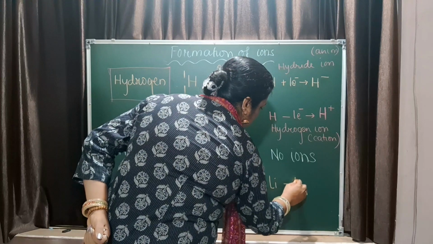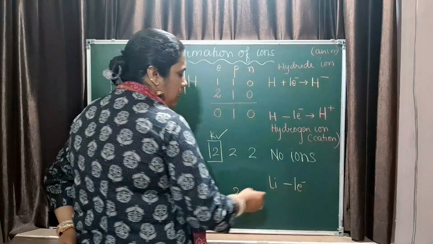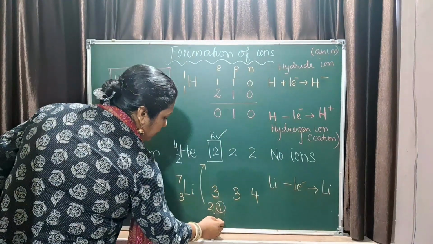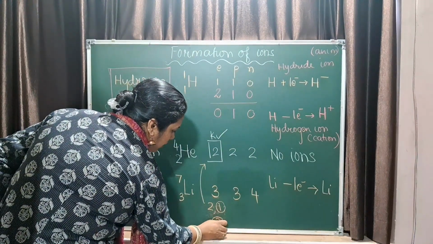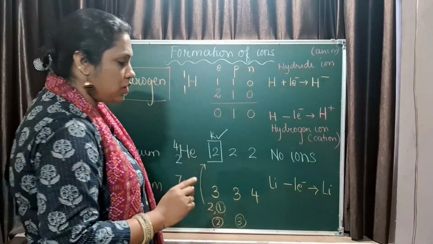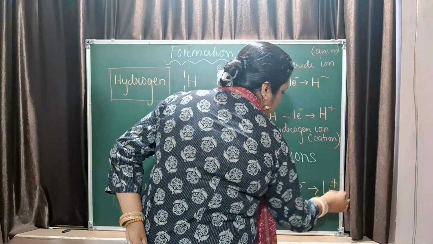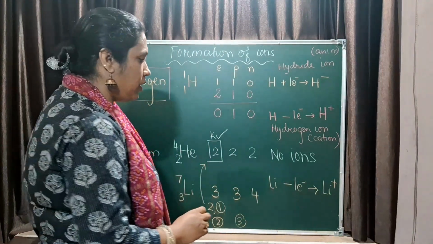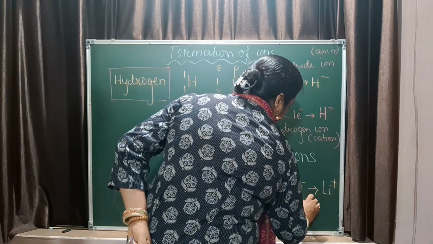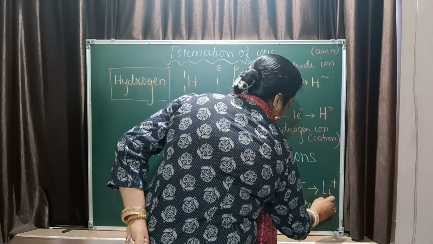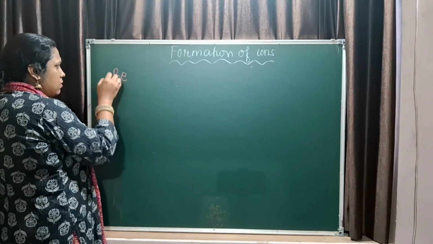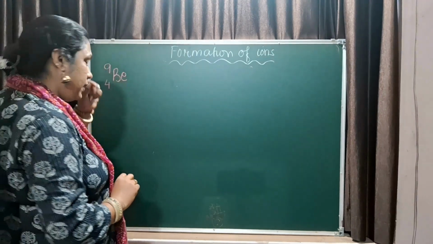So, if lithium loses this electron, it will have the noble gas configuration same as helium. So what does lithium do? Lithium loses one electron. Now what happens after losing one electron? Lithium has 2 electrons left and 3 protons. One proton is extra, so that proton will give a positive charge to lithium. So it will form a lithium ion.